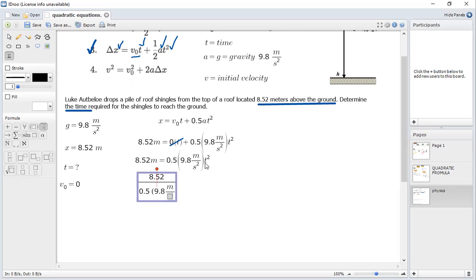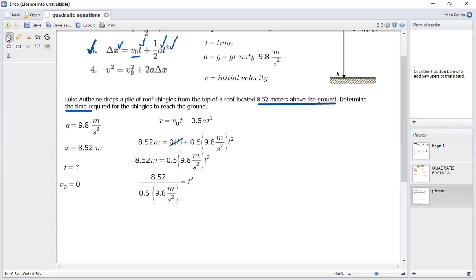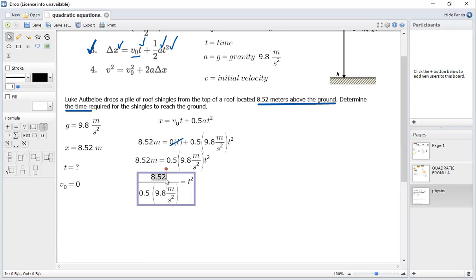Meters per second squared. If you want to use only the numbers and then replace just the units, like meters and seconds squared, you can do it, okay? And look, we have t to the second. So now please divide 8.52 divided by 0.5 times 9.8, please. 1.73.